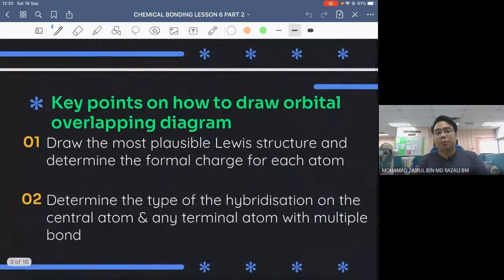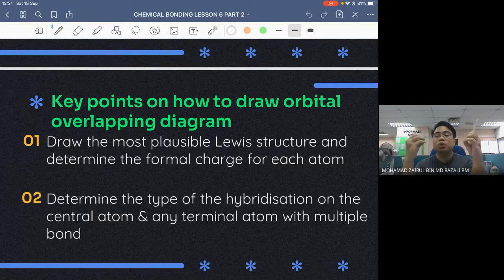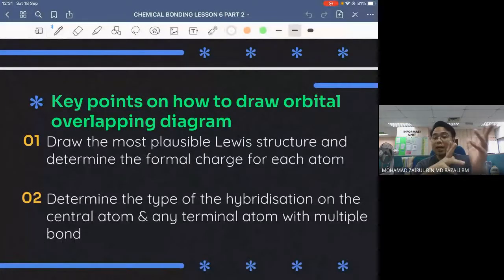Okay, the key points on how to draw the orbital overlapping diagram. The first one, you need to draw the most plausible Lewis structure and you need to determine the formal charge for each atom. So nak lagi elok, awak lukis terus dia punya molecular geometry dan awak kena kira terus dia punya formal charge on each atom. Sebab kita kan gunakan formal charge ni untuk tentukan dalam valence elektron itu ada berapa elektron.